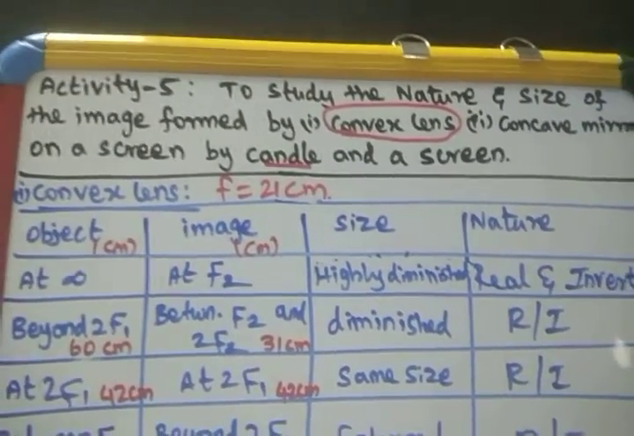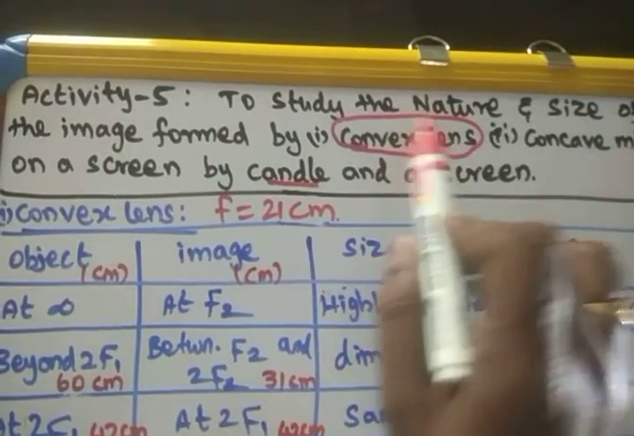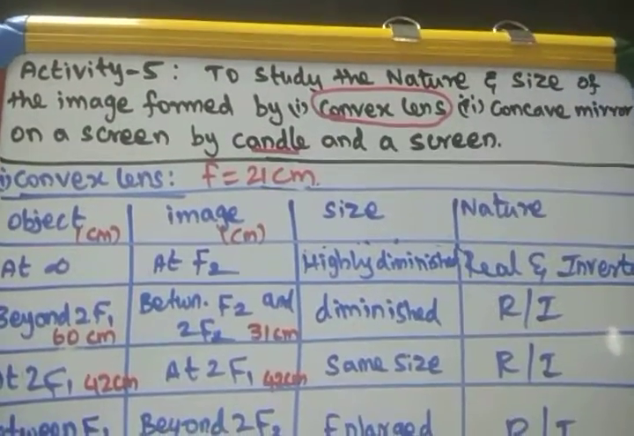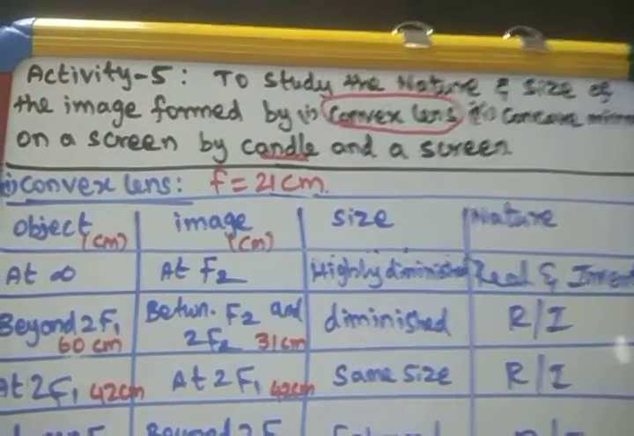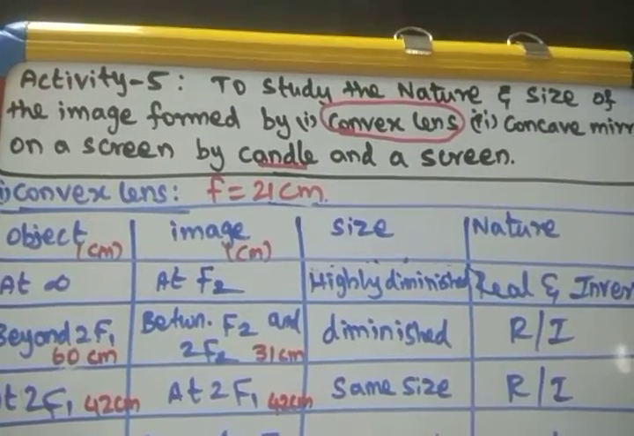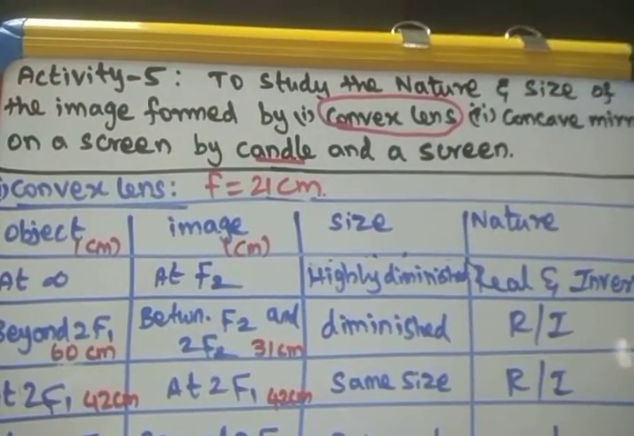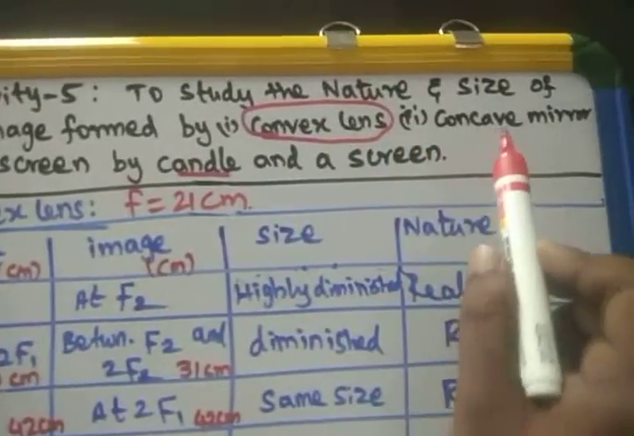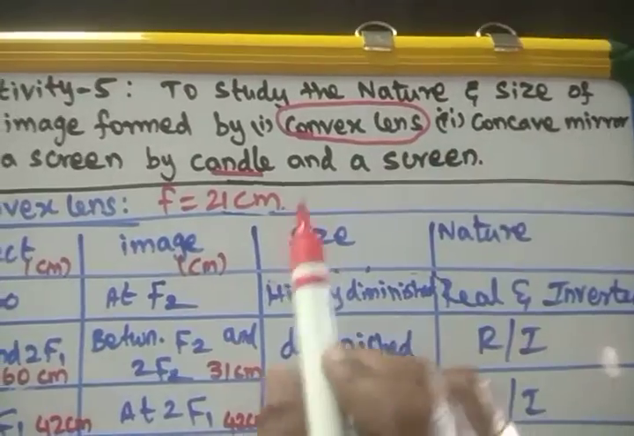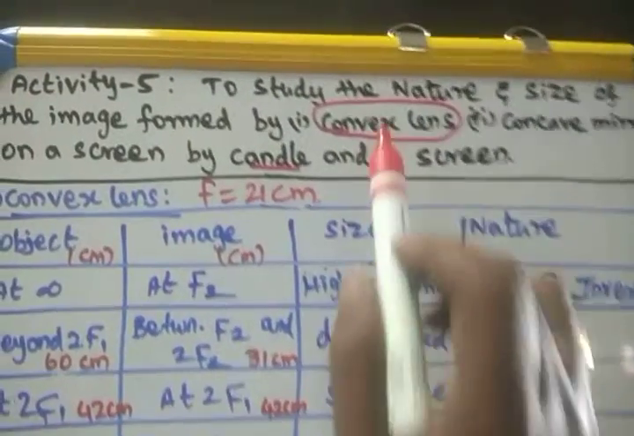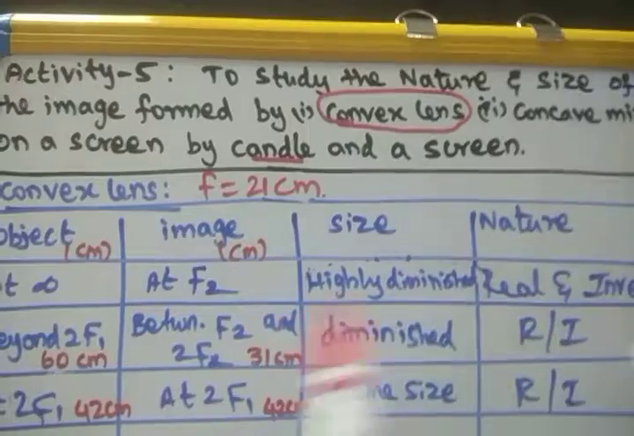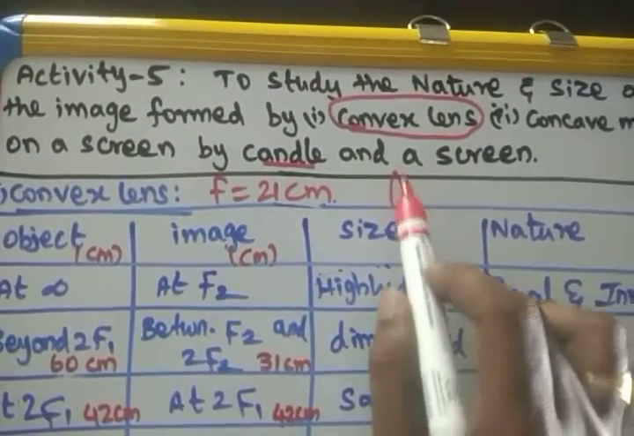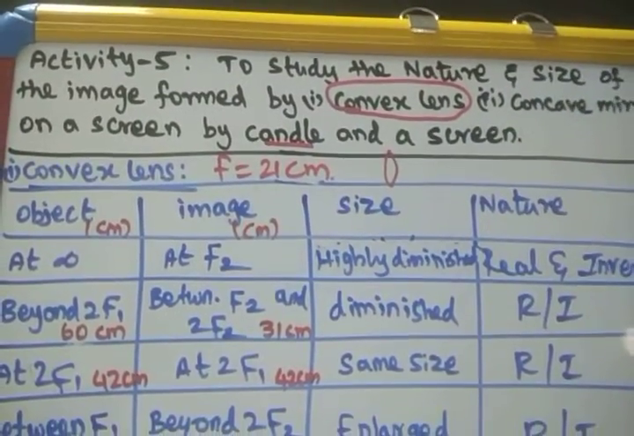So before we start this, we should know the focal length of the convex lens. This activity is primarily used to analyze the nature of the images and the size of the image formed by the converging lens and converging mirror. So first we are going to take the converging lens, that is the convex lens. The convex lens will be like this: it bulges at the middle and is thinner at the edges.